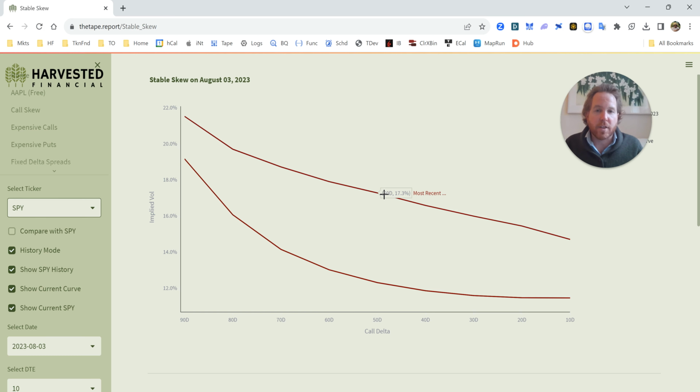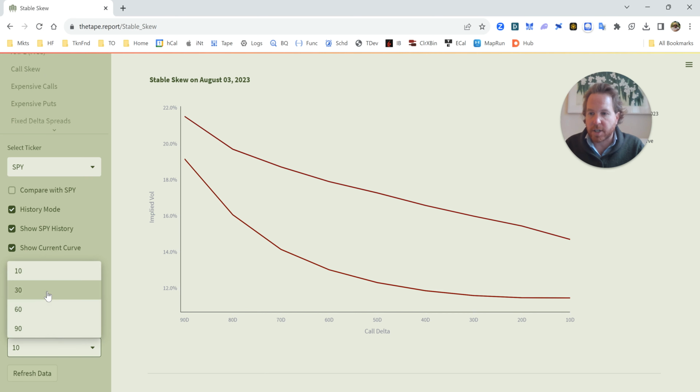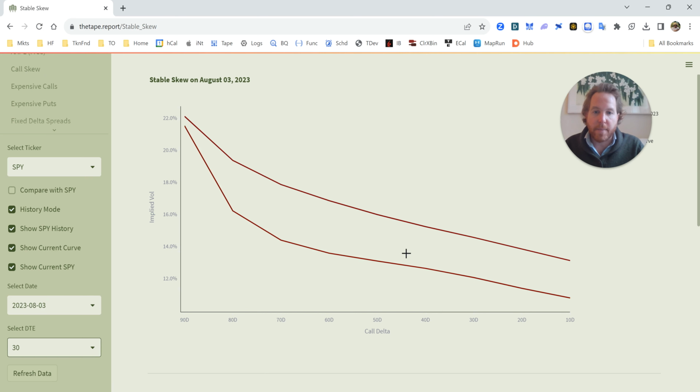Today it's 17.3 at that 10-day range. So the 10-day range is slightly higher than we expected it would have been then. If we look at the 30 days to expiration, it's actually not that much different. We priced the 20 delta at 16.2. It's about 16 right now on the recent curve. So these are sort of the differences between movement along the curve and movement of the curve.